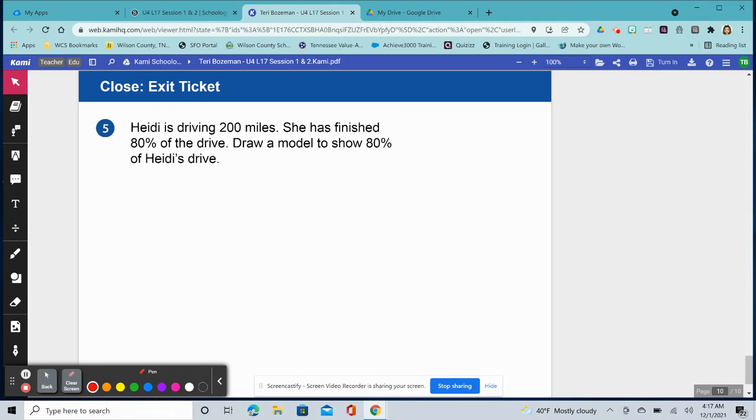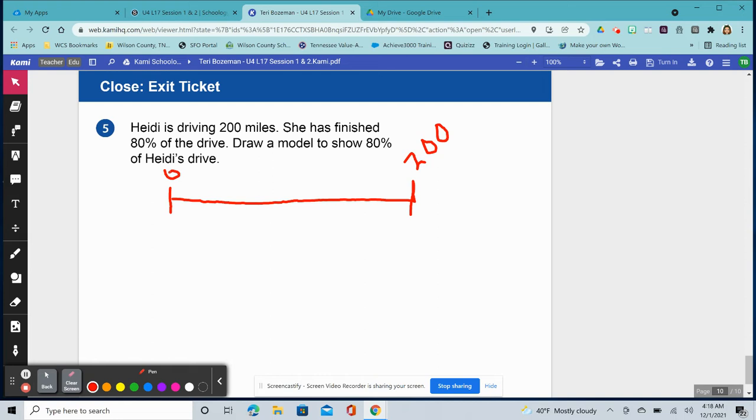So your exit ticket yesterday said Heidi is driving 200 miles. She has finished 80% of the drive. Draw a model to show 80% of Heidi's drive. So she has a total of 200 miles. So she finishes the trip. She has driven 200 miles. And if she doesn't start the trip, it's 0 miles, right?